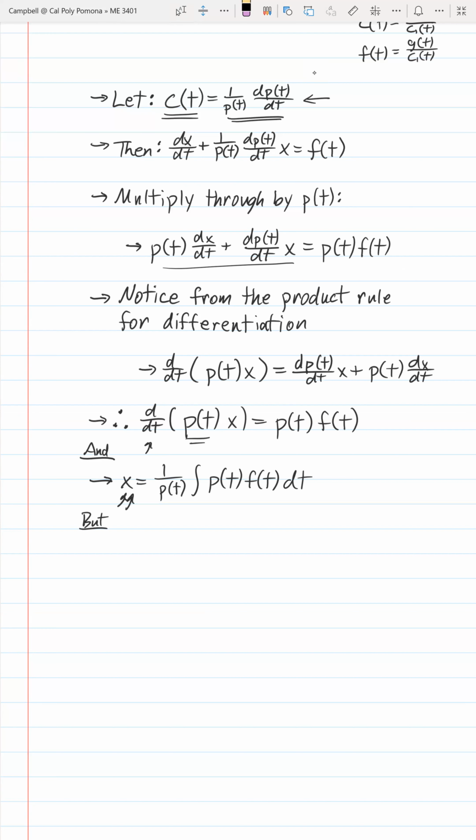Now, of course, since I'm presenting this in this class, it means that, yes, surely enough, somebody figured it out. So then what's p of t?